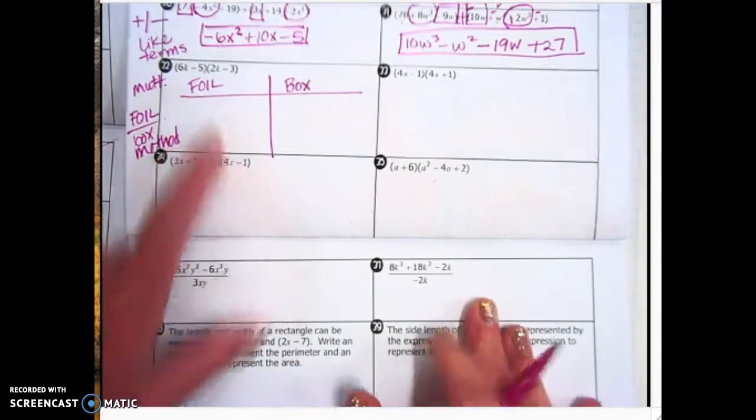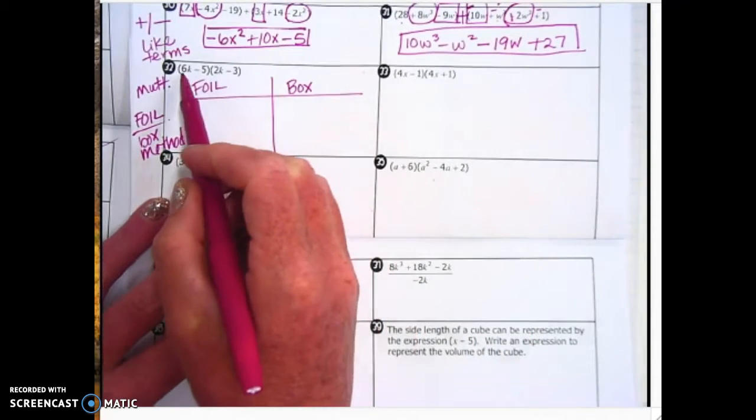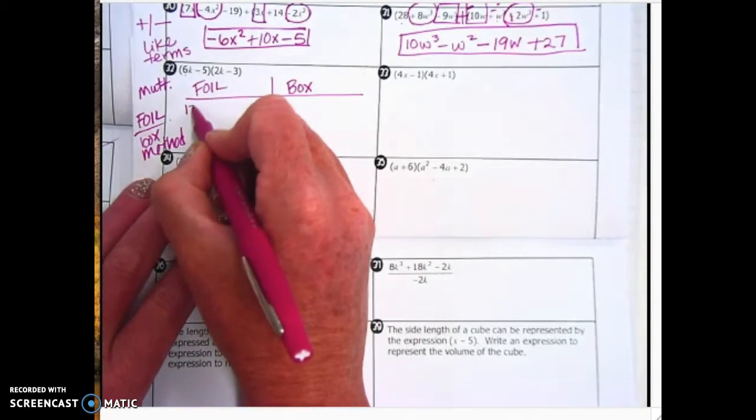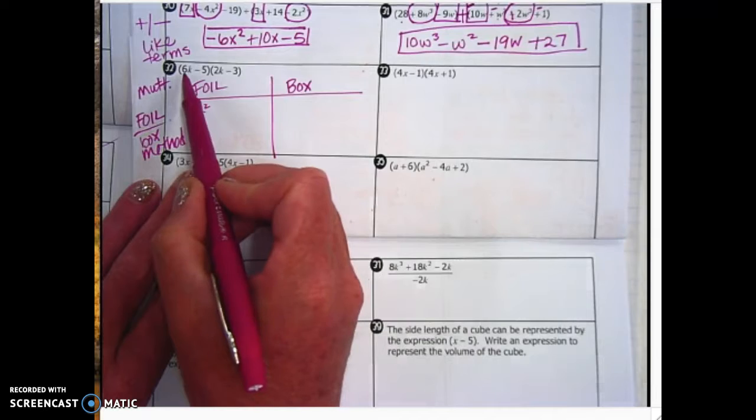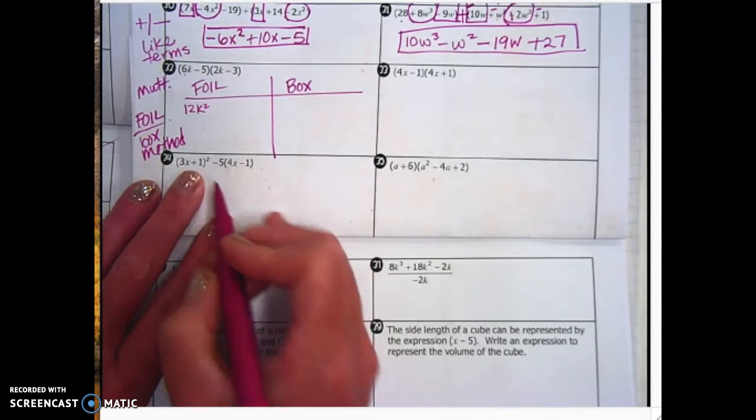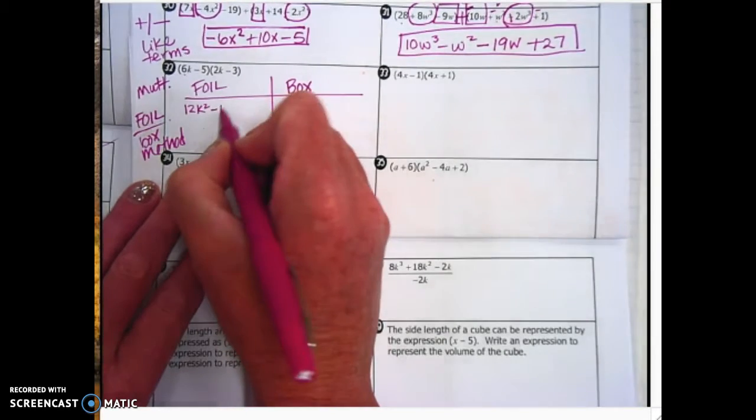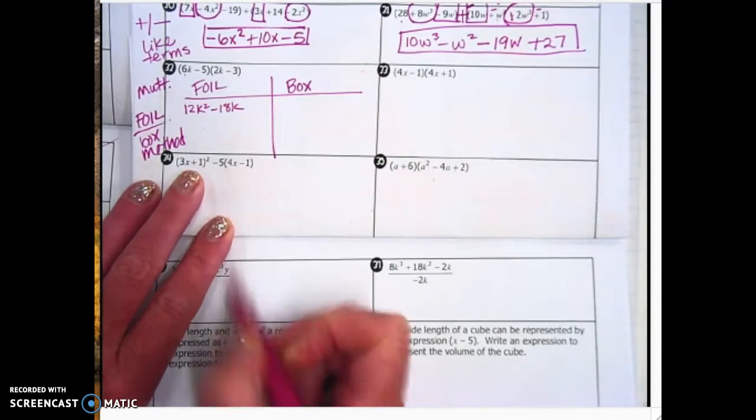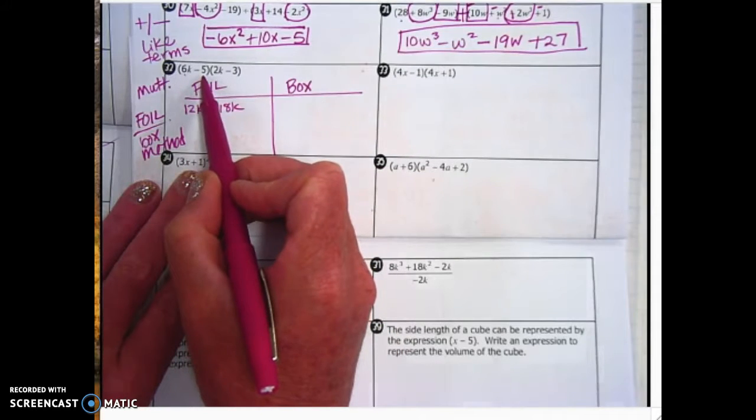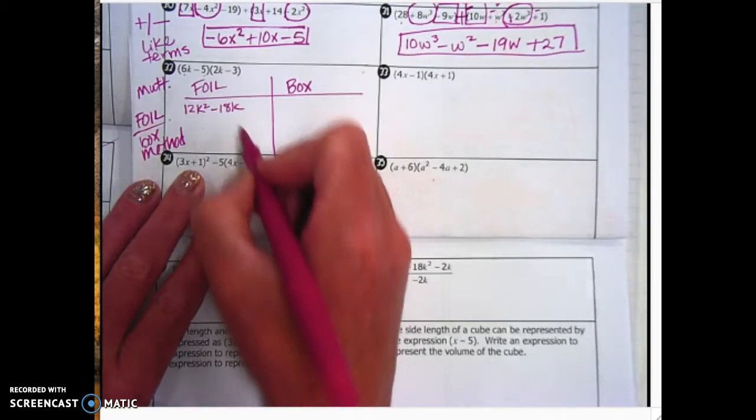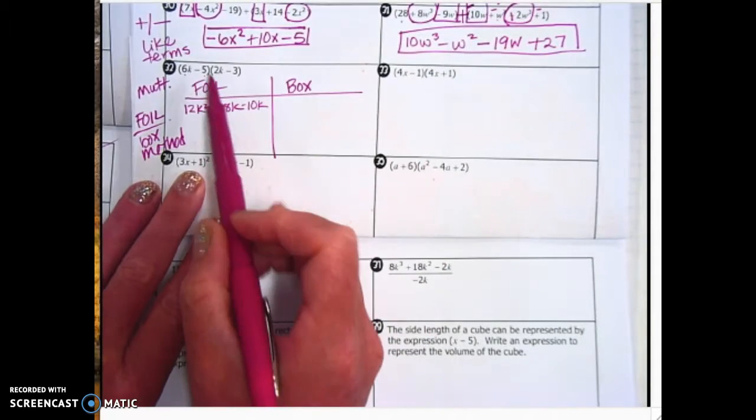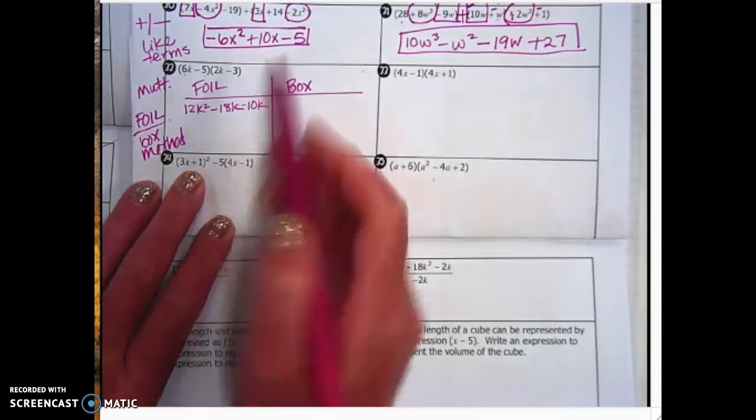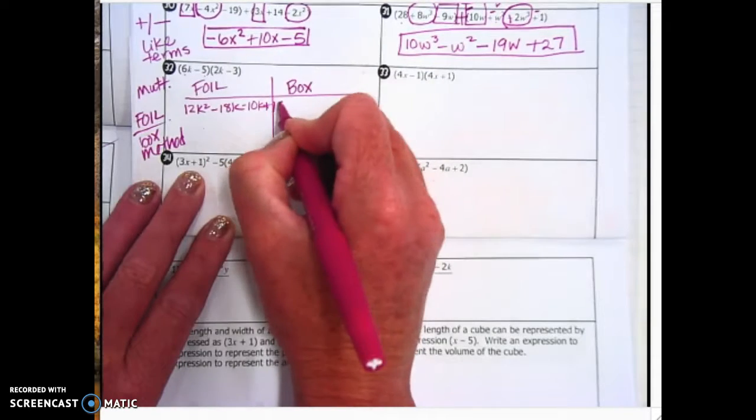F stands for first. So you're going to multiply the 6k times the 2k, which is 12k squared. O stands for outside. So you're going to multiply 6k times negative 3, which is negative 18k. I stands for inside. So you're going to multiply the negative 5 times the 2k, which is negative 10k. L stands for last. So we're going to multiply negative 5 times negative 3, which is plus 15.